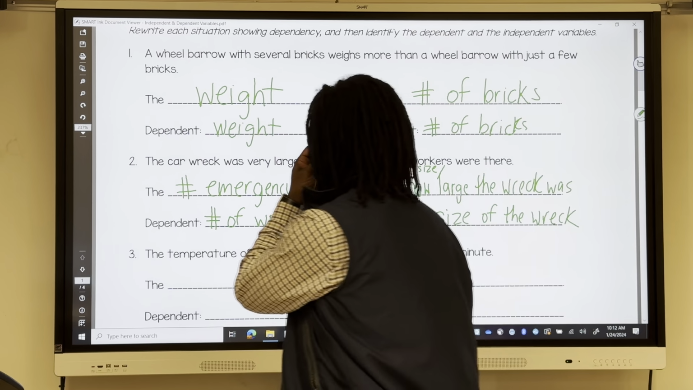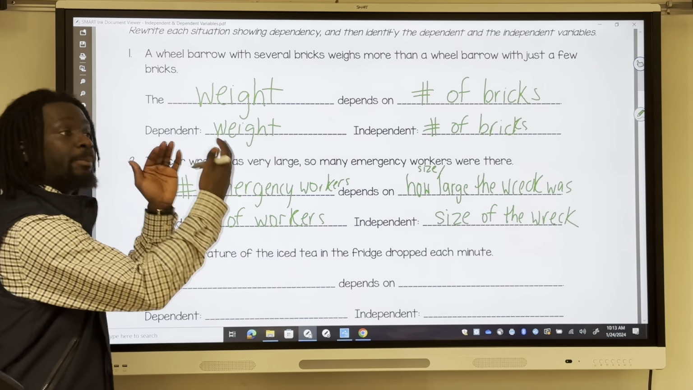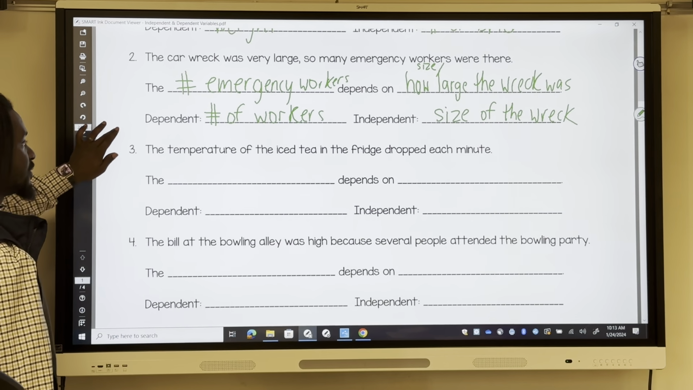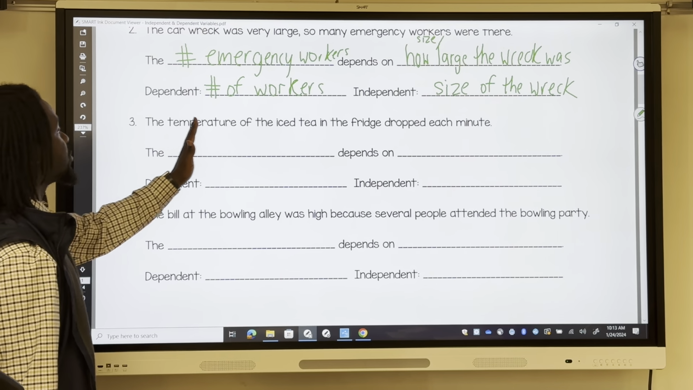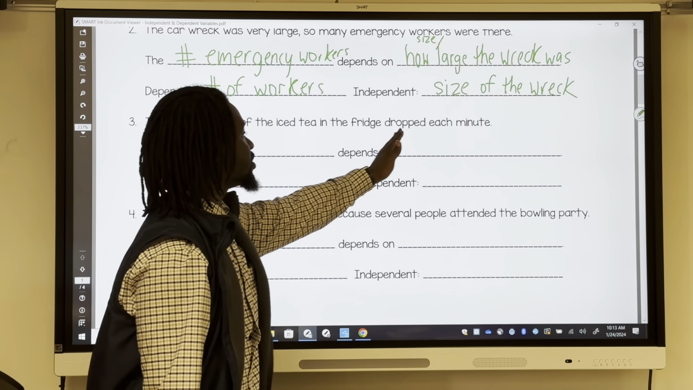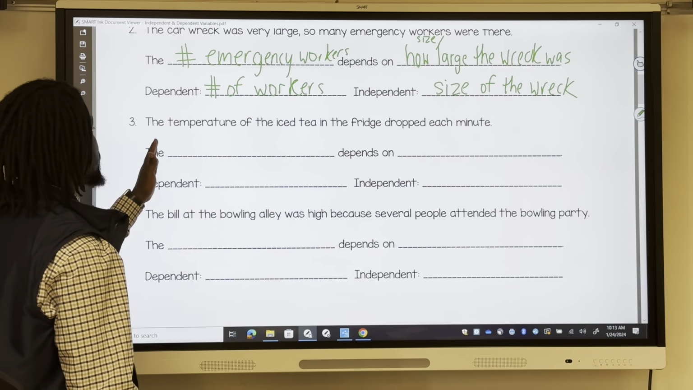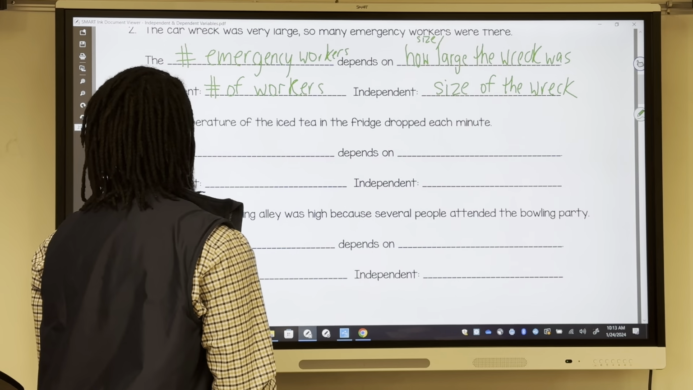Again, in this section, we're just showing which one is dependent on the other. So we're looking for which one is dependent, which is the effect, which is the dependent variable. The temperature of the iced tea in the fridge dropped each minute. So what is the dependent variable?